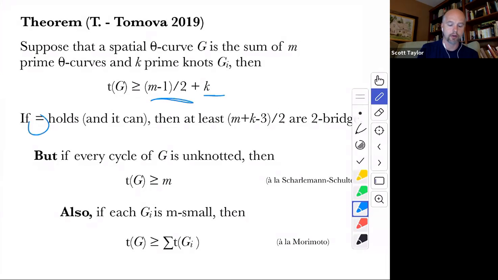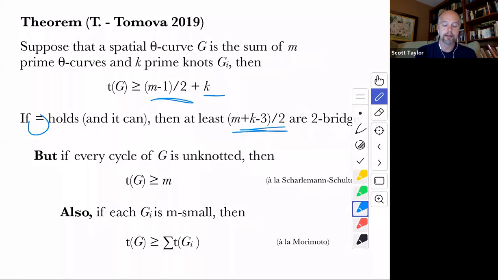Furthermore, we've seen that equality can hold. And when it does hold, then about half the factors have to be 2-bridge. However, we know that there are theta graphs like the Kinoshita graph or the vertex sums of copies of the Kinoshita graph that have tunnel number, where every cycle is unknotted.